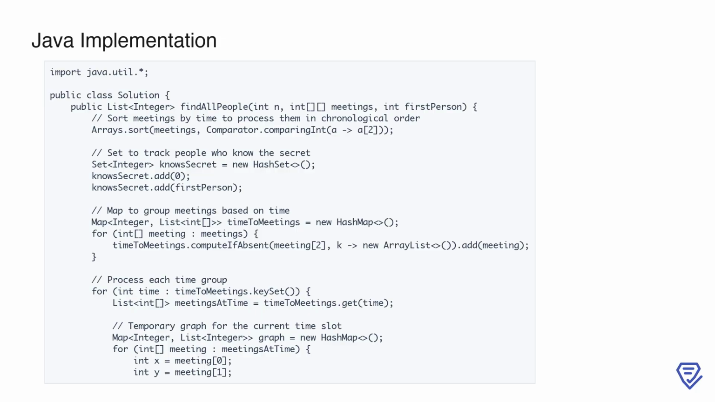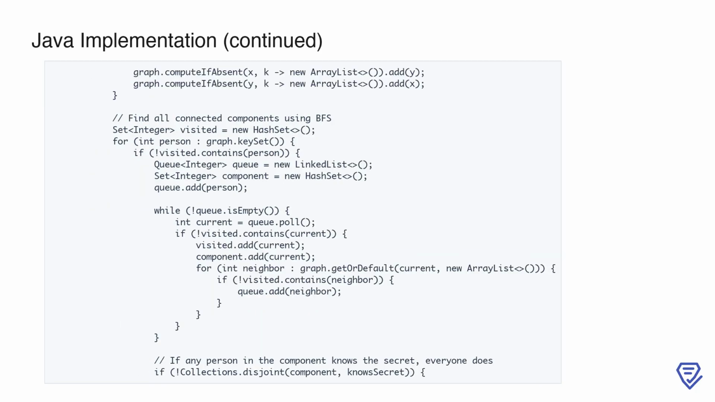For each meeting, we add it to a list in the map, where the key is the meeting time. By organizing meetings this way, we can process them efficiently, one time group at a time. Now, we iterate through each time group of meetings.